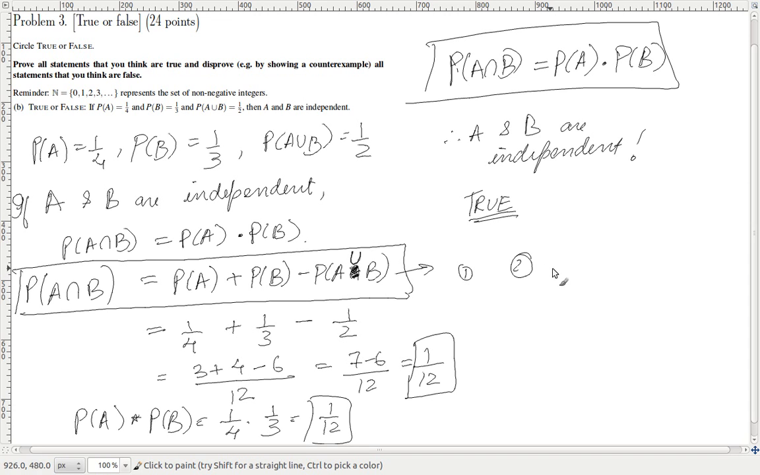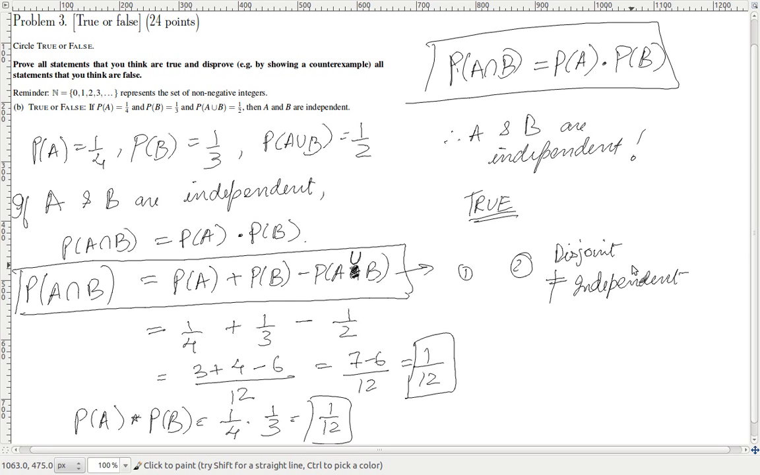And then number two, what people did was they seemed to equate disjoint and independent, treating them as the same thing. But disjoint and independent are almost opposites of each other. If you know that A and B are disjoint, then you know that if B happens, A will not happen. That gives you a lot of information about A.